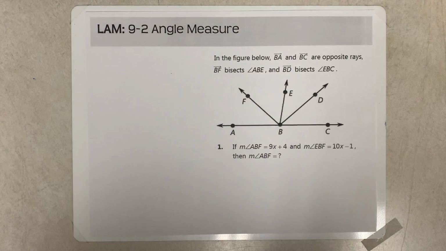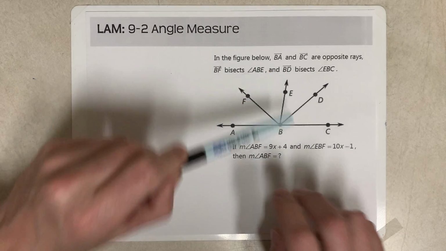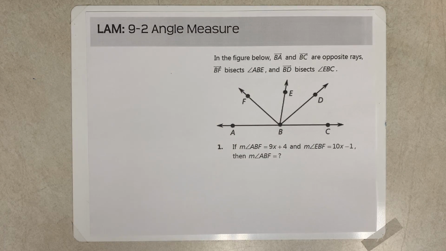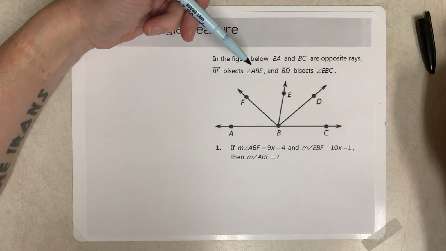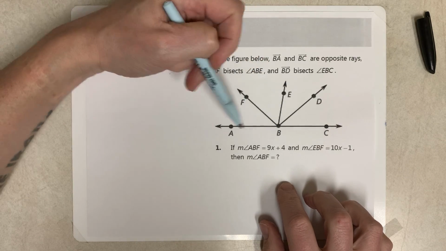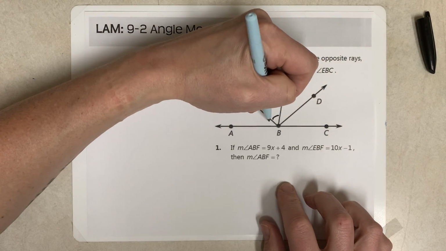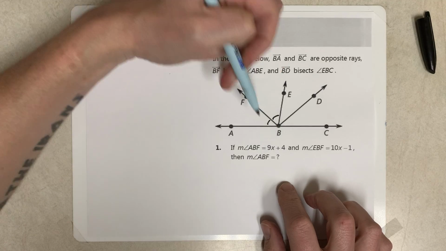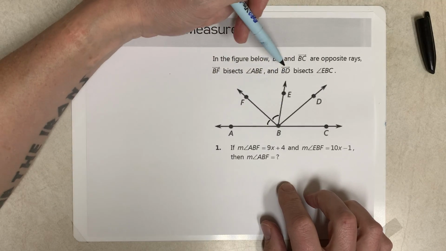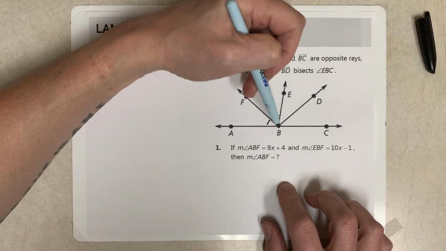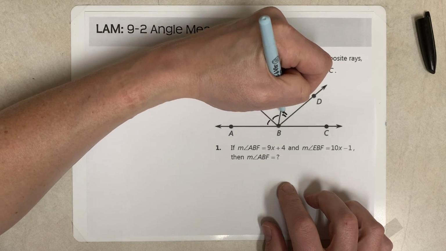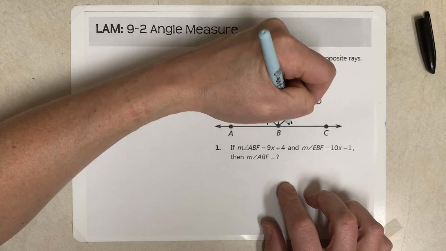Hey guys, in this video we're going to look at angle measure and word problems and problems that are associated with that. Our first problem is in the figure below: BA and BC are opposite rays. BF bisects ABE. So if BF bisects ABE, then this angle is the same measure as this one. ABF is congruent to FBE. If BD bisects EBC, that means these two angles are going to be equal or congruent.